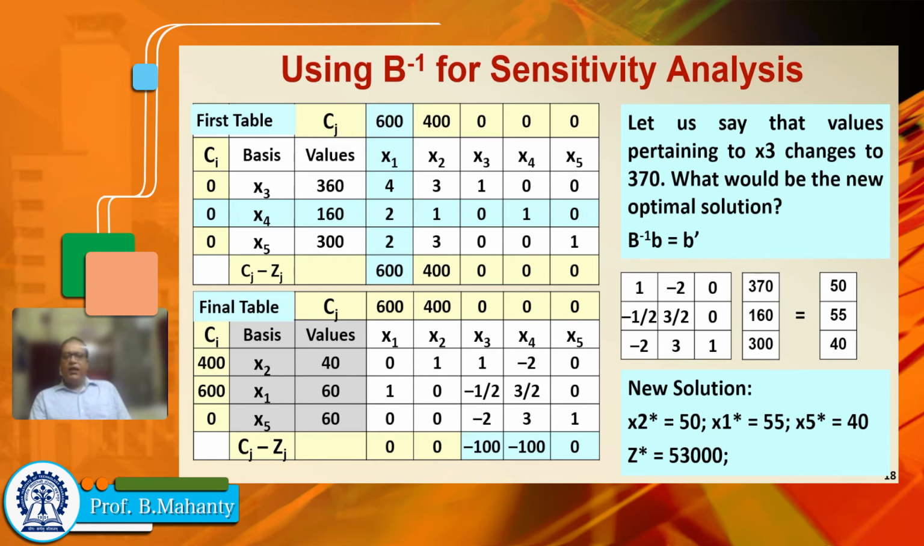x2 star equal to 50, x1 star equal to 55 and x5 star equal to 40. That means Z star will be 53,000. So that is the importance of the B inverse matrix.